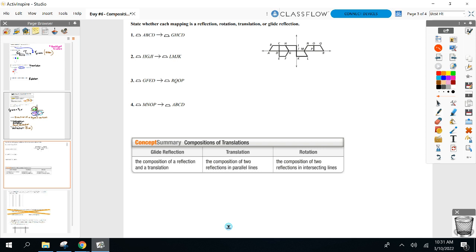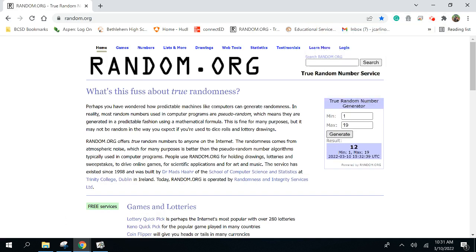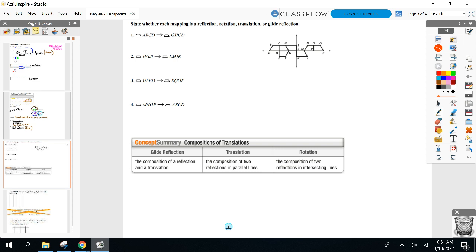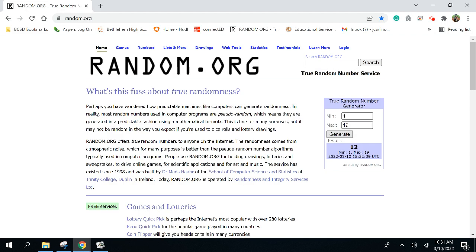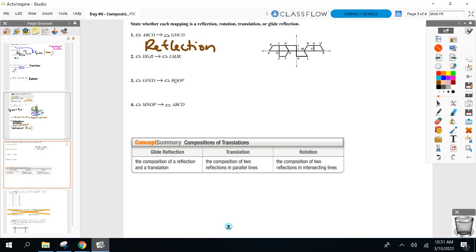For number one, how do I get ABCD onto GHCD? What do I got there? Oh, sorry. That's all right. Reflection. Yep, good job. All right, number two, map them up. How? Rotation. That is a rotation. Good.